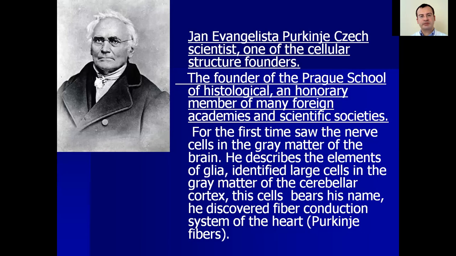Jan Evangelista Purkinje is a Czech scientist, one of the founders of the cellular structure theory, the founder of the Prague School of Histology, and an honorary member of many foreign academies. For the first time, he saw the nerve cells in the gray matter of the brain. He described the elements of glia and identified large cells in the gray matter of the cerebral cortex. This cell bears his name. He discovered the fiber conduction system of the heart, the Purkinje fibers.